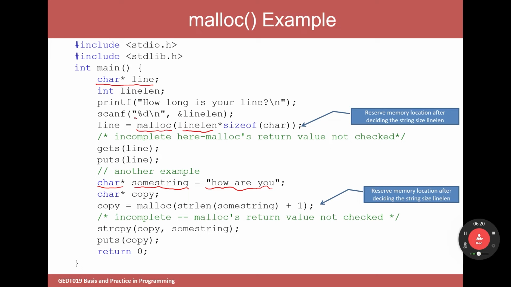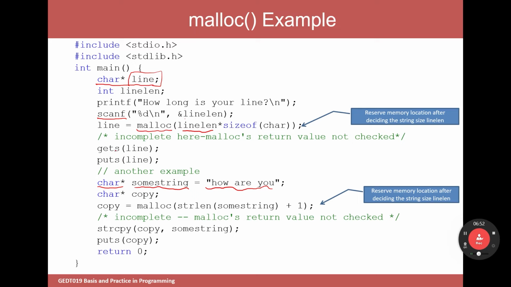So the user inserts this value by the keyboard. He says, okay, my string will be, for example, 10 characters. So you say, okay, here is 10 characters times size of character. Size of character is 1 byte. So that means reserve in the memory 10 bytes, and those 10 bytes will be for this string line, okay. So now this pointer is pointing to a string of 10 characters.